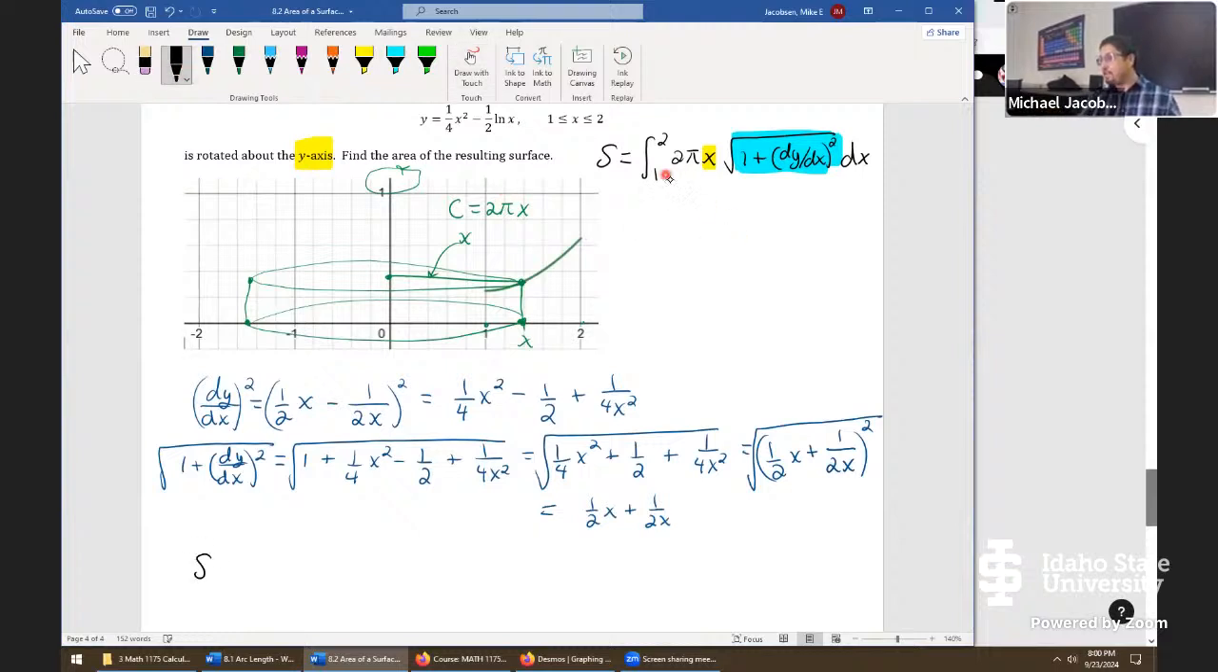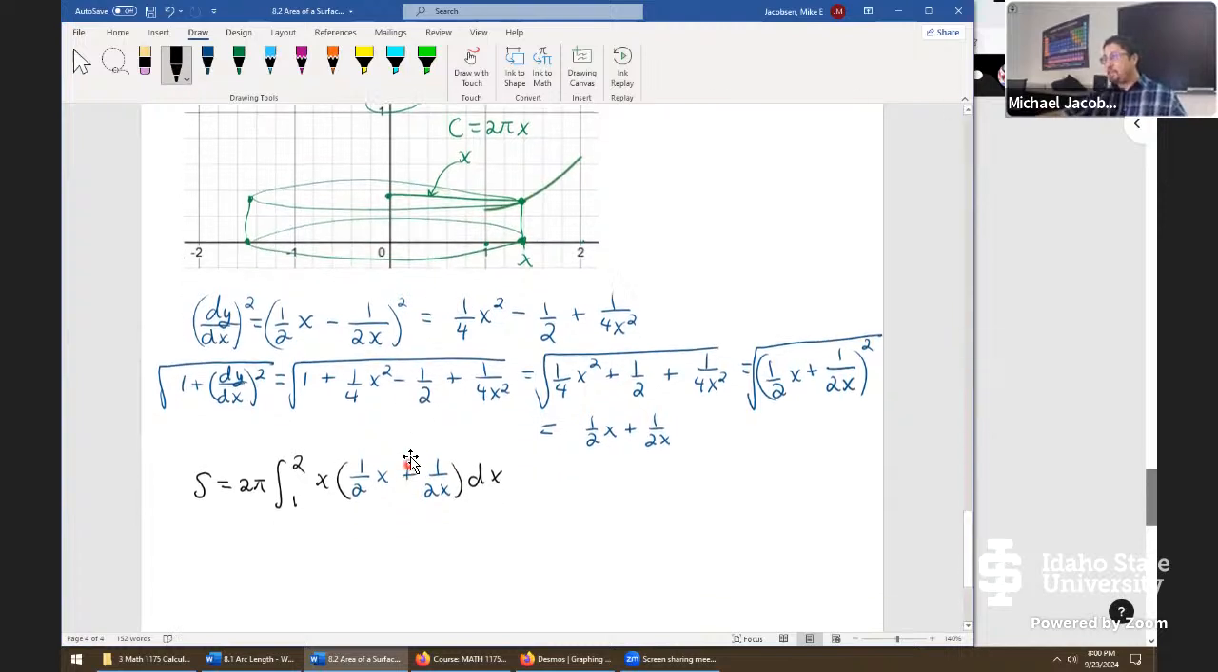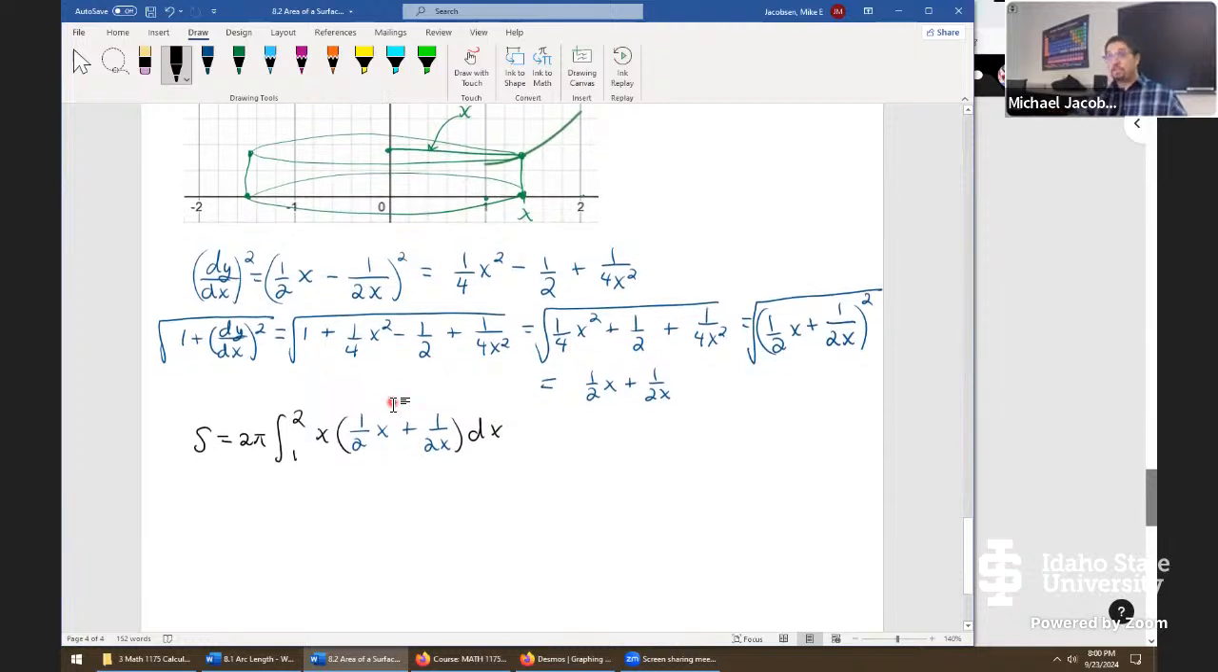So we have a surface area equals, I always like to take 2 pi out. That's a personal choice. You don't have to. We're going from 1 to 2 of x times 1/2 x plus 1 over 2x dx. And that's a pretty friendly integral based off the things that we've seen in class.